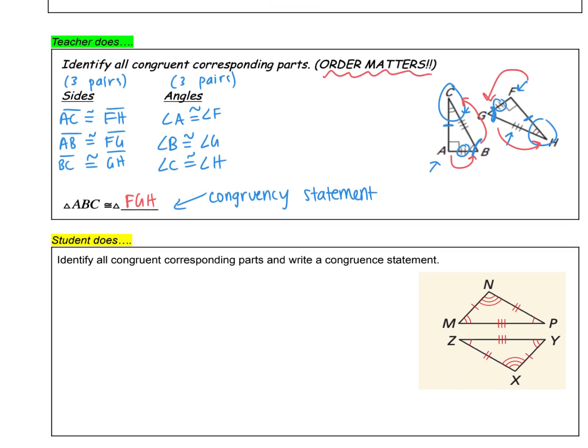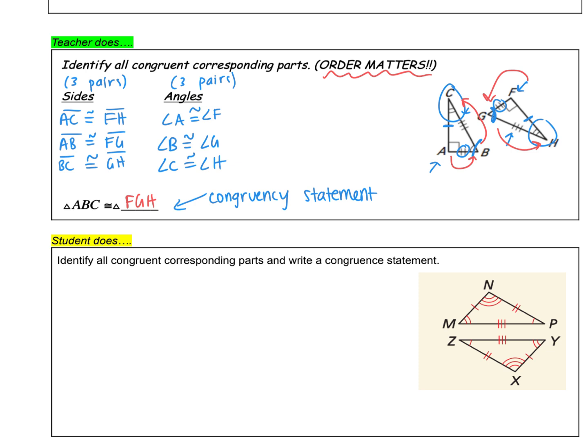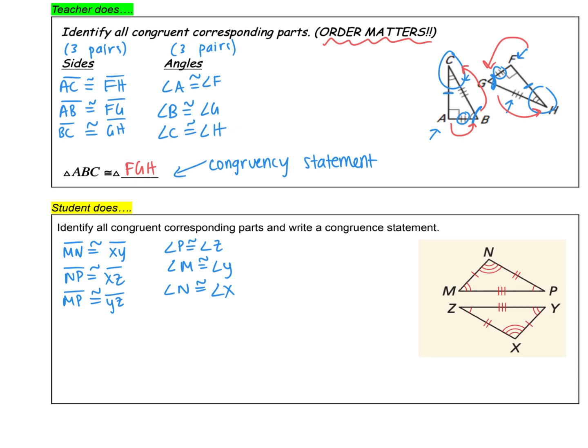I would like you to do this second problem. So you're doing the same thing we just did. Write down all the sides, all the angles, and write a congruency statement, please. This is what I got for all of my corresponding parts. I didn't write a congruency statement yet. In terms of writing a congruency statement, you can just follow the angles that are congruent. So I don't even need to look at the figure. I can say, okay, triangle PMN is congruent to triangle ZYX.